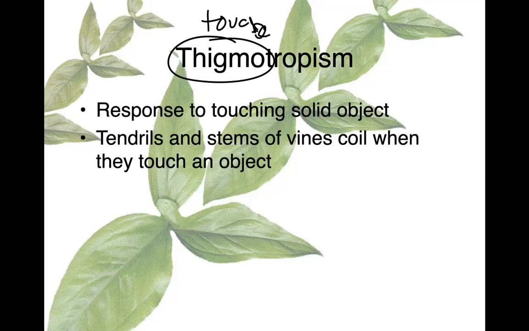So this is especially useful for vines again, but also any plant that has tendrils. If you remember, tendrils are a specialized leaf that kind of grow and coil around. They usually are for climbing plants.